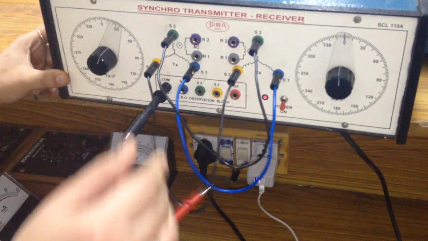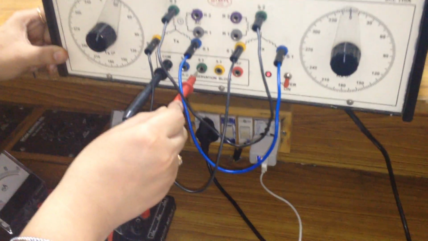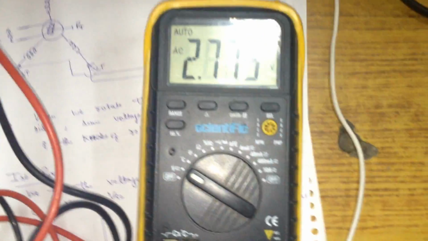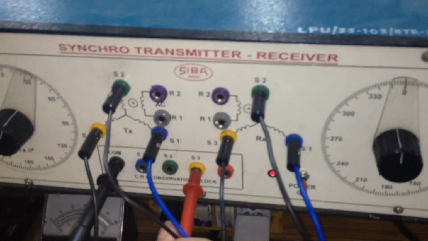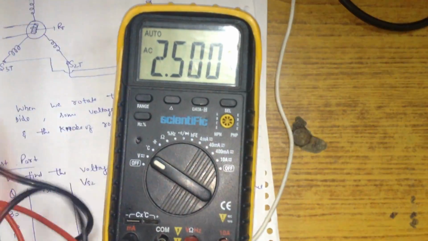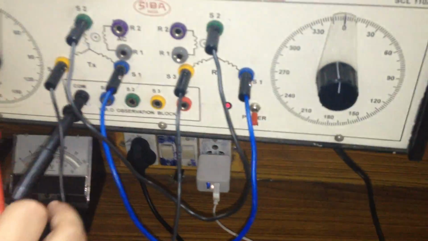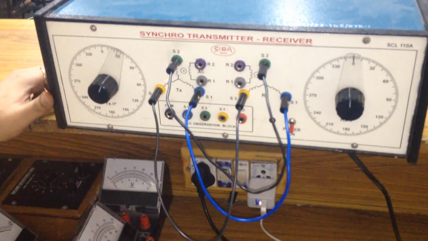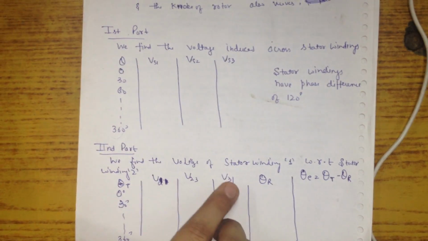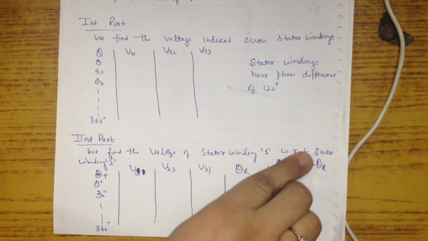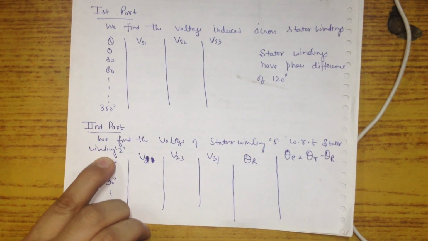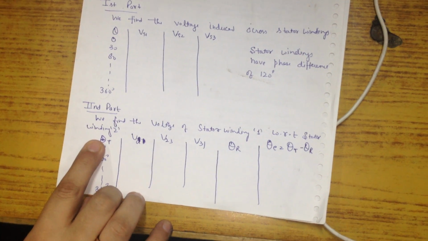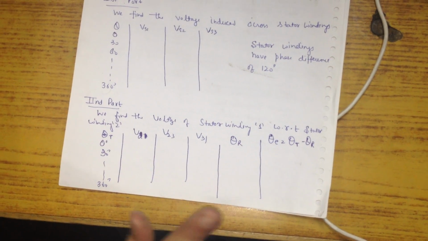Similarly, I will find the voltage of stator winding 2 with the help of the multimeter. Again, I will find the voltage of stator winding 3 with the help of the multimeter. Right? This was the first part. In the second part, we have to find the voltage of stator winding 1 with respect to stator winding 2. Similarly, we also find the error between the two rotations.